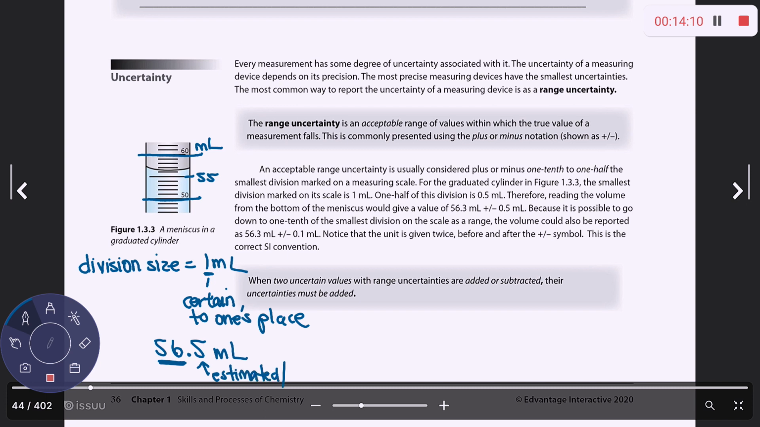They will sometimes refer to this as the uncertain digit. I had to add that digit in order to reflect the precision of the measuring device. If I hadn't done that, my volume would be deemed incorrect. Does that make sense? Okay.